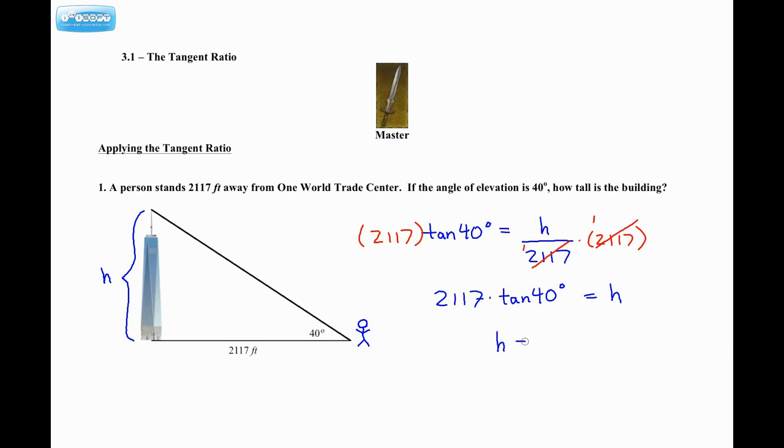my height is approximately 1,776, and what were my units? They have to match whatever this unit was. This is feet. Okay, and just a fun fact. This number is actually the height of the building, and this was chosen deliberately because the year 1776, that was the year of, well, the year of independence.